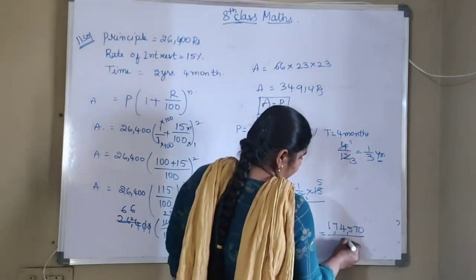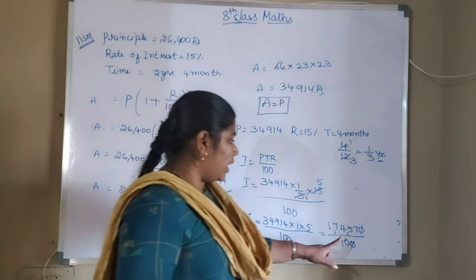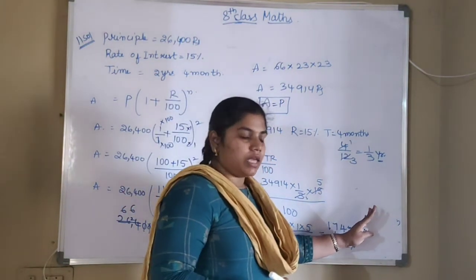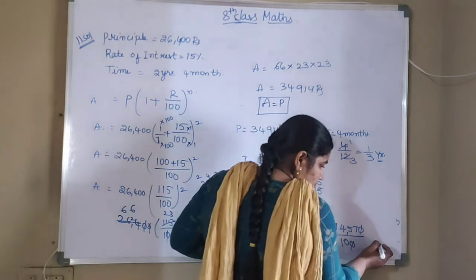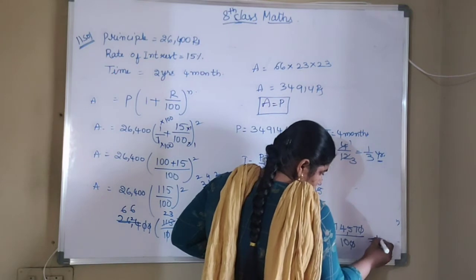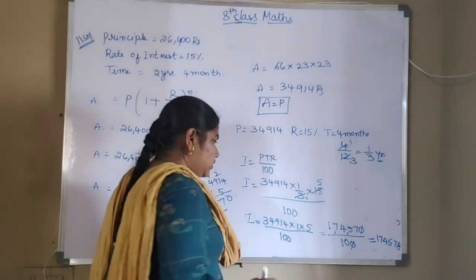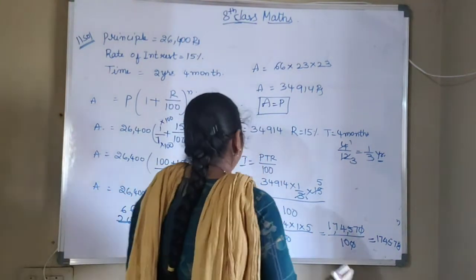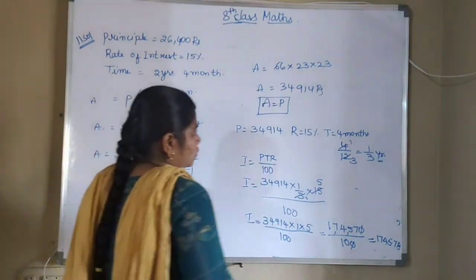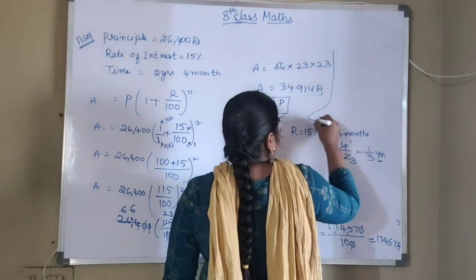That is 1,74,570 divided by 100. So the zeros will get cancelled. In the denominator only 1 zero is there. So that means you can put the decimal point after 1 digit. So that will be 1,745.7 rupees. This is the interest value. Now we have to find the amount value. So what is that? Total amount will be how much now?